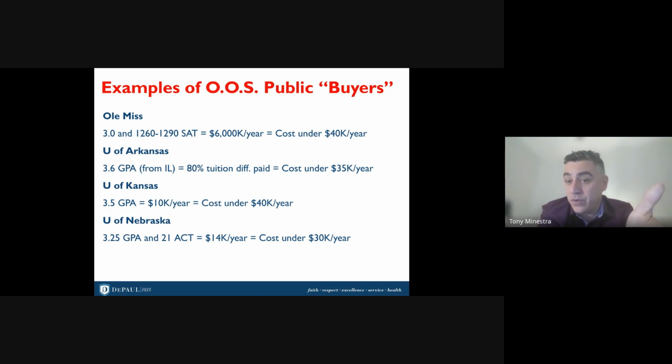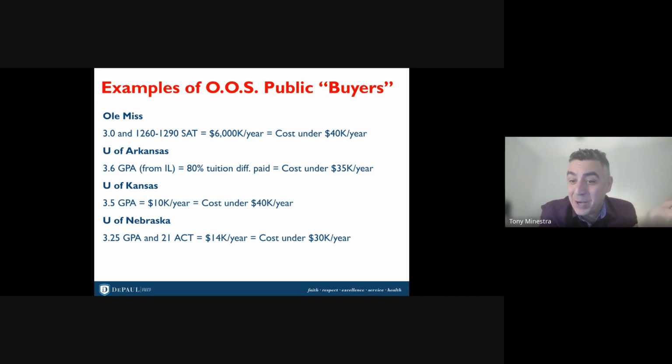So you can go to University of Arkansas for less than it costs to go to the University of Illinois if you have a 3.6. University of Kansas, which has a humongous networking opportunity here in Chicago, their largest alumni base is here in the city. You have a 3.5 GPA, you just got 10K a year, and you're in the 30s in terms of cost, okay? And Nebraska, a Big Ten school.